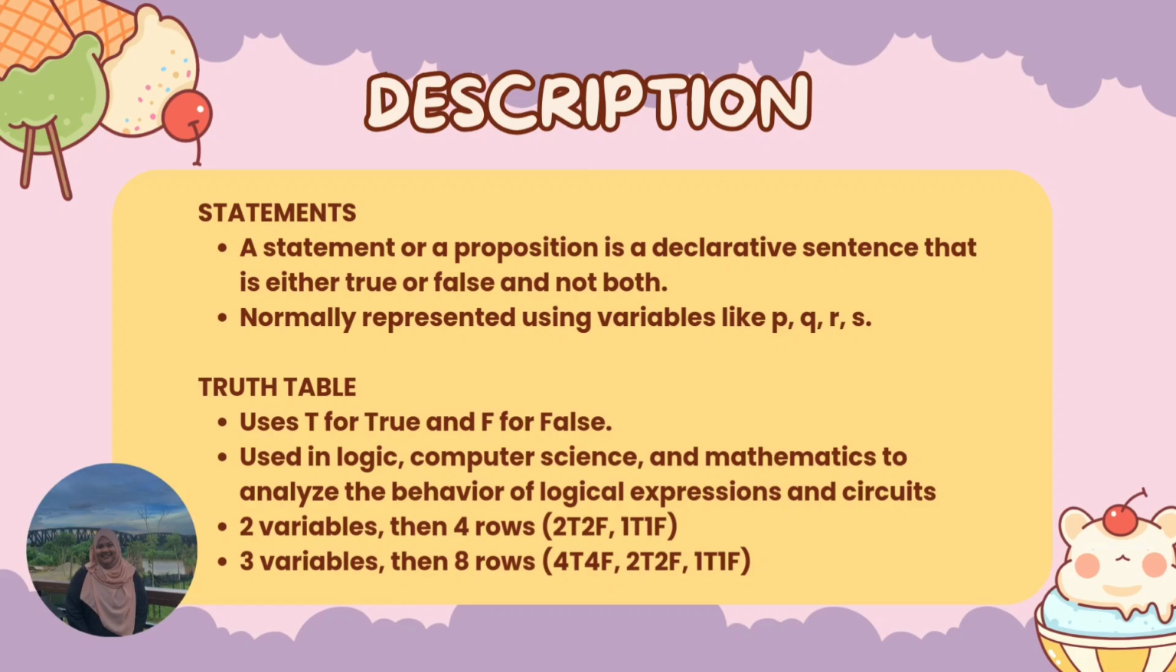Moving forward with the truth table. Use T for true and F for false. A truth table is normally used in logic, computer science, and mathematics to analyze the behavior of logical expressions and circuits. The truth table of two variables has four rows: 2 true, 2 false, 1 true, 1 false. And then the truth table of three variables will have 8 rows: 4 true, 4 false, 2 true, 2 false, 1 true, 1 false.